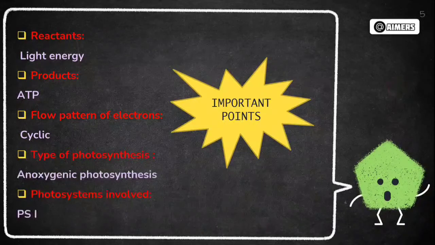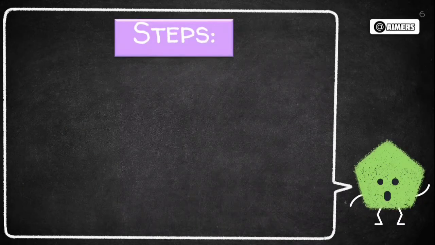Now, how many photosystems are involved in cyclic photophosphorylation? Only photosystem 1 is involved in cyclic photophosphorylation. So do remember all these points, and you can also write them in your exam so your paper will be more effective.